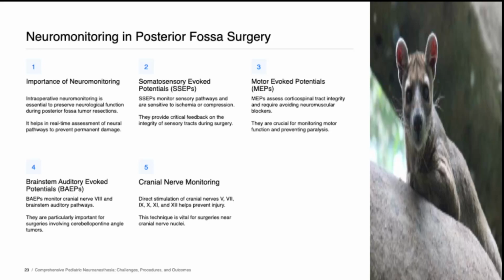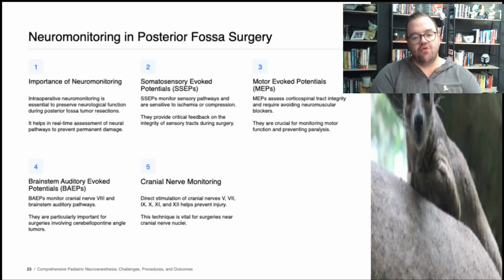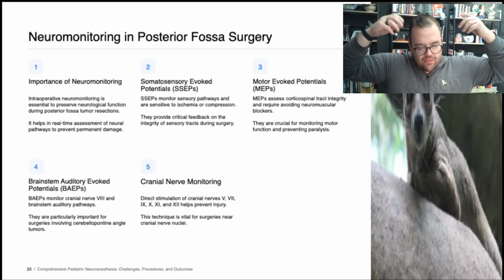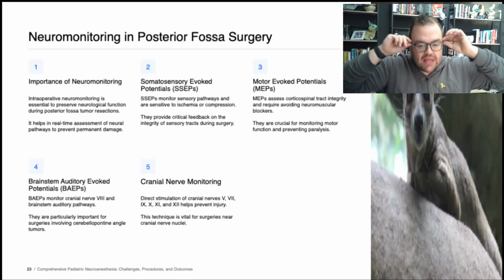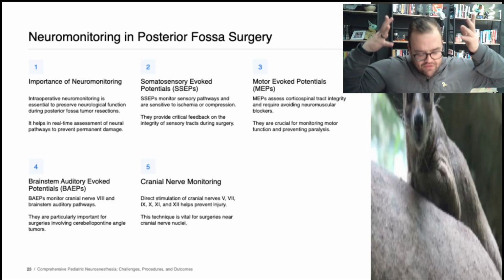When we speak about neuromonitoring, there are multiple forms of neuromonitoring that can be done during posterior fossa surgery. Motor evoked potentials, which we spoke about, remember, is a top-down approach whereby the cortical area is stimulated and the response is felt in the muscle motor pathways. Somatosensory evoked potentials is the opposite, whereby the muscle or peripheral nerves, or wherever, its spinal nerves are stimulated.